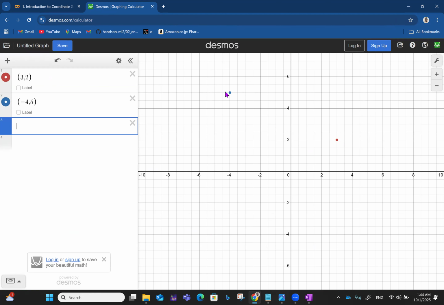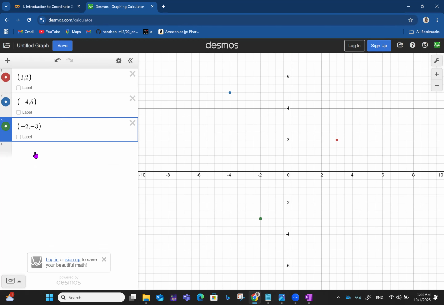Minus 4, comma 5. So you can see that's blue here. So red is 3, comma 2, then minus 4, comma 5. The next thing is minus 2, minus 3. So minus 2, comma, minus 3. Okay, so you see that's the green one here.